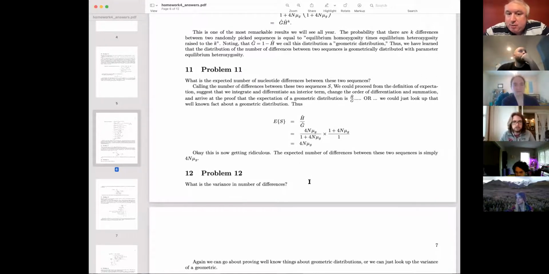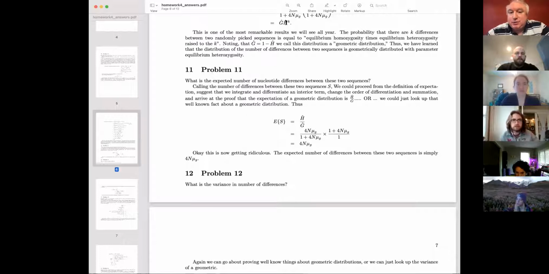This is the hardest problem you shall see this year in terms of it is a transformation of variables piece of calculus and requires that you recognize the existence of a non-elementary function. But the result is magnificent. You can write down the probability of exactly k differences in terms of equilibrium homozygosity times heterozygosity raised to the k. Astonishing. And then the rest of this is going to ask you about stuff like what is the mean?